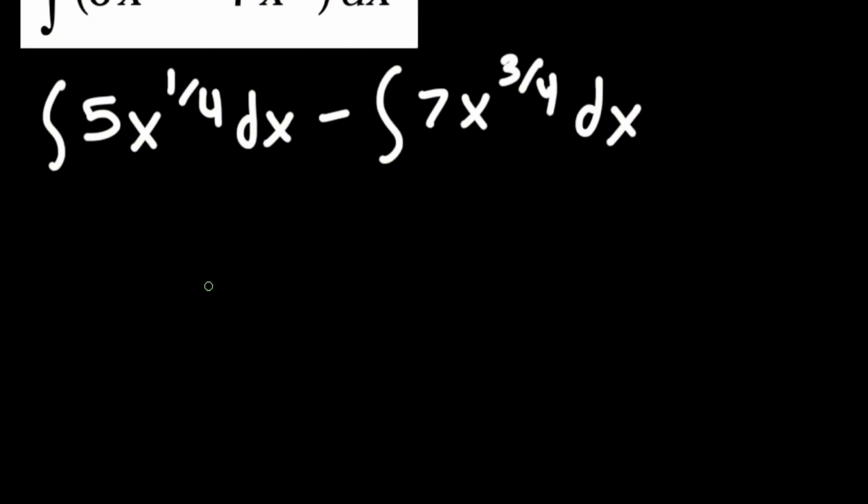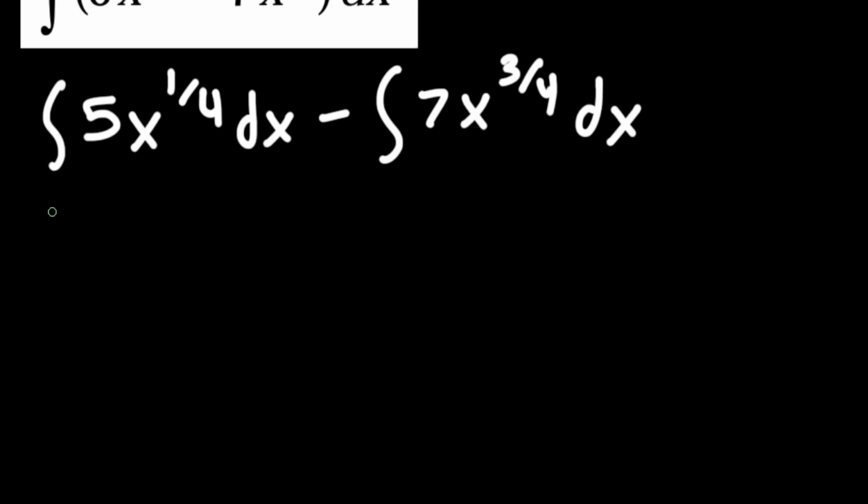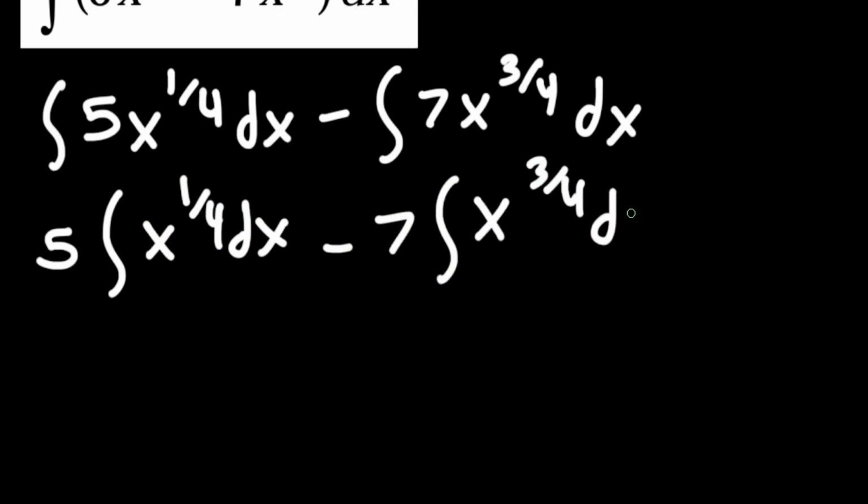So the next thing that we need to do is to apply the constant multiple rule for integration. It states that integral of ax dx is equal to a integral of x dx. We just simply need to transfer the constant outside. So 5 integral of x raised to 1/4 dx minus 7 integral of x raised to 3/4 dx.